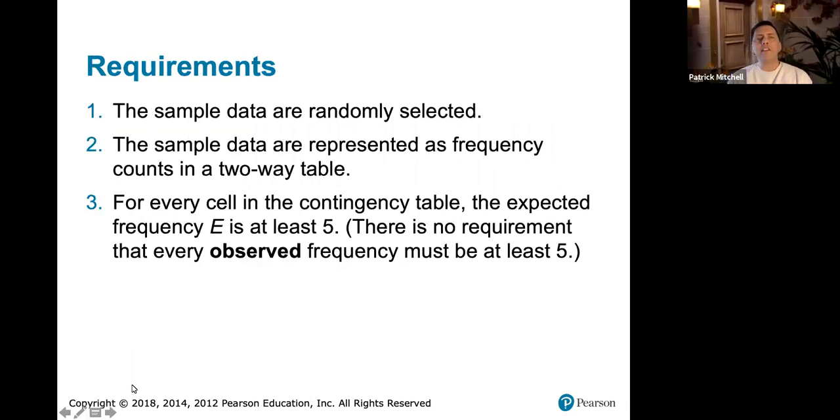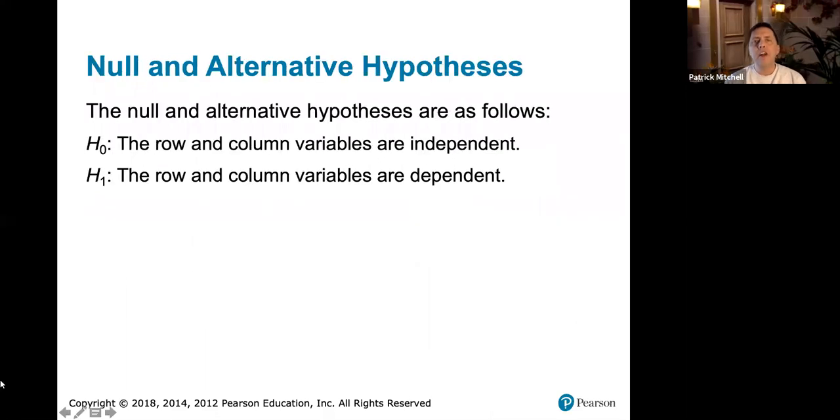The requirements are that the sample data are randomly selected. The sample data are represented as frequency counts in a two-way table. And finally, for every cell in the contingency table, the expected frequency E is at least 5. And just like in the last section, there is no requirement that every observed frequency must be at least 5. The null and alternative hypotheses for this type of test will be: the null hypothesis will be that the row and column variables are independent. The alternative will be that the row and column variables are dependent.